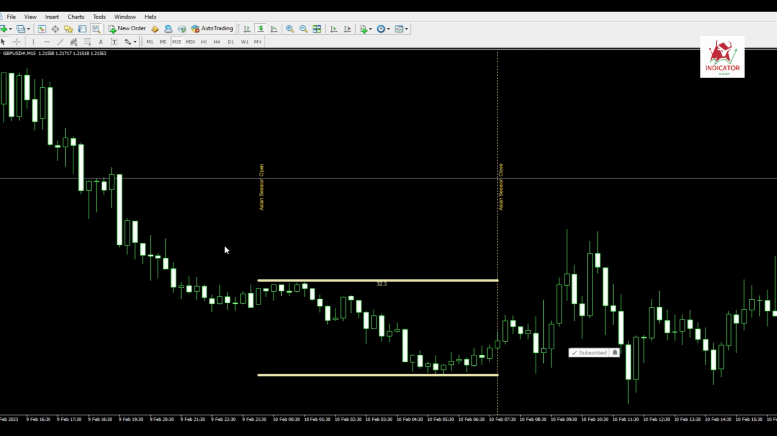MT4 Asian Session Range Indicator. Welcome to my blog, where I share my thoughts, ideas, and experiences on a variety of topics that I'm passionate about. From MT4 Asian Session Range Indicator, I enjoy exploring the world around me and sharing my perspectives with others.